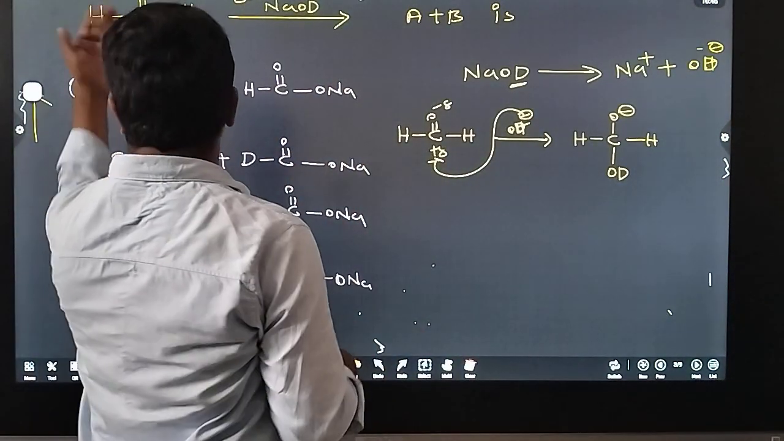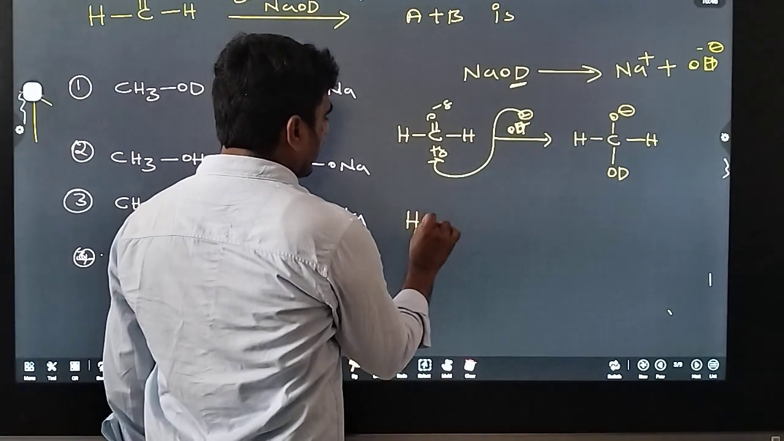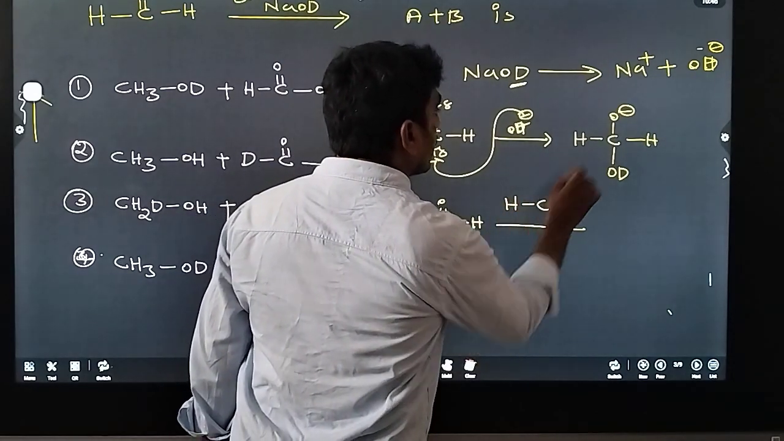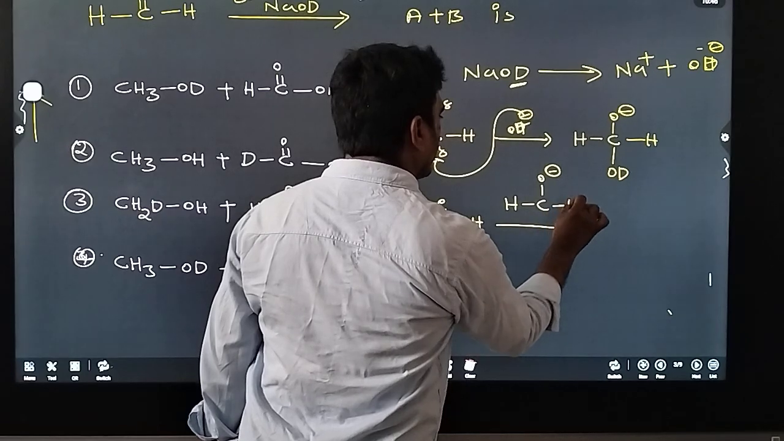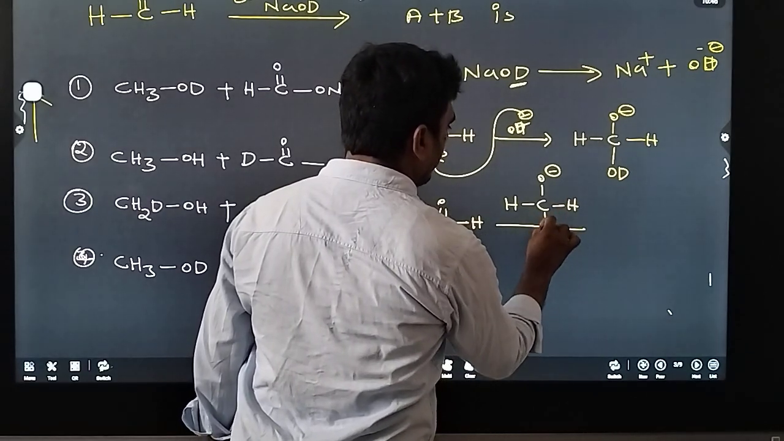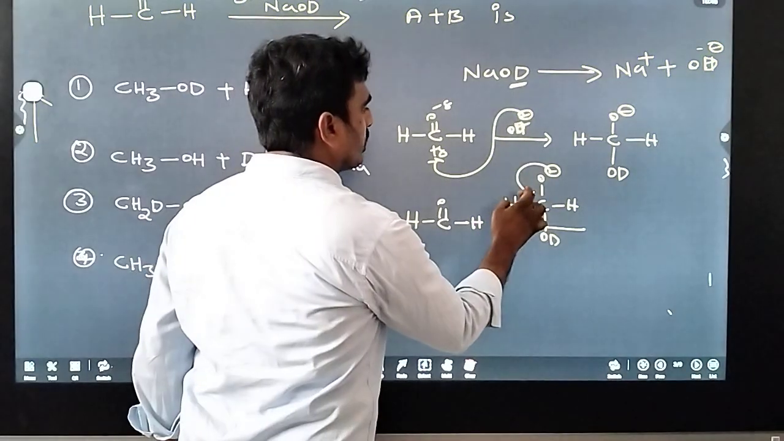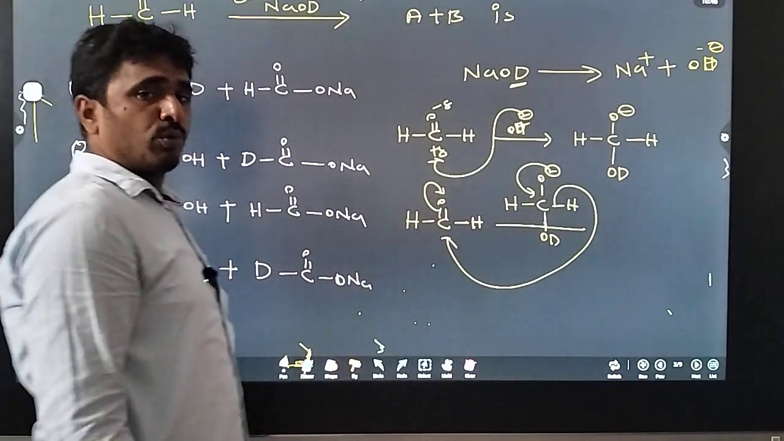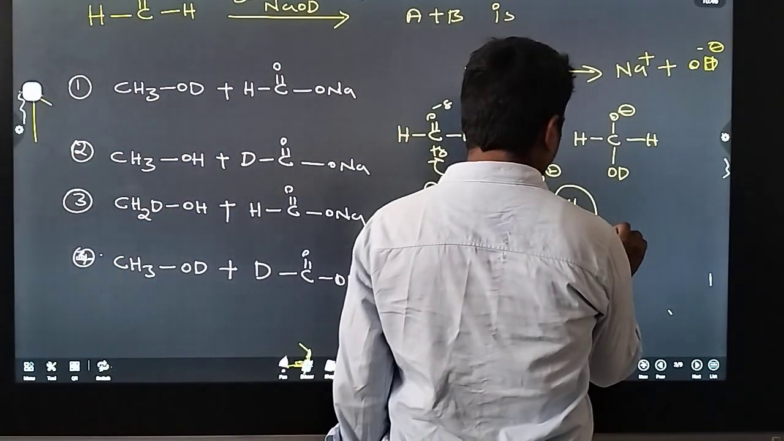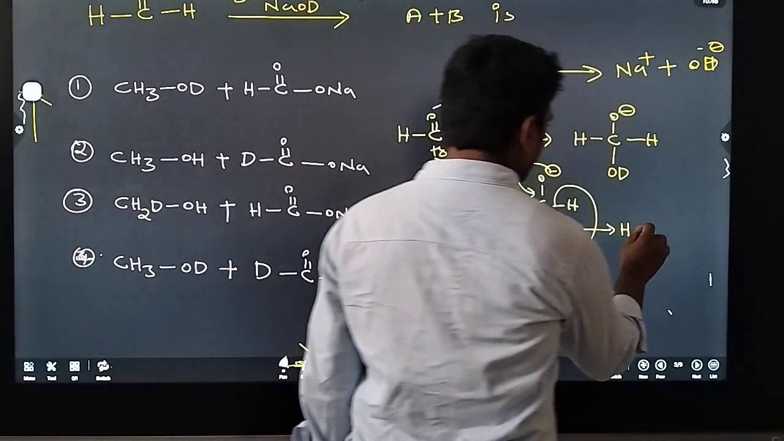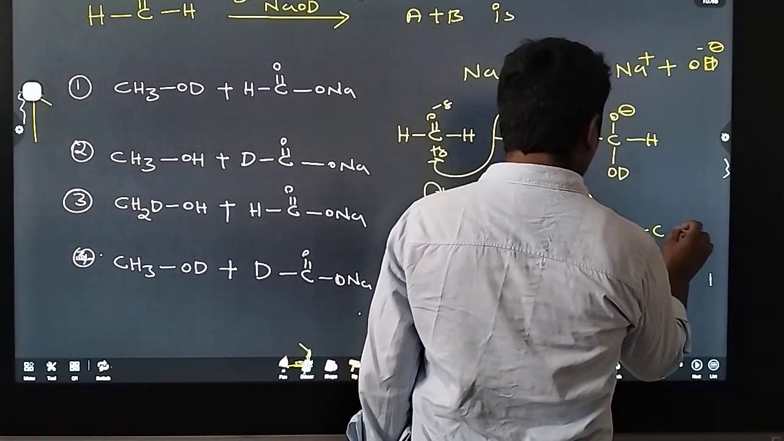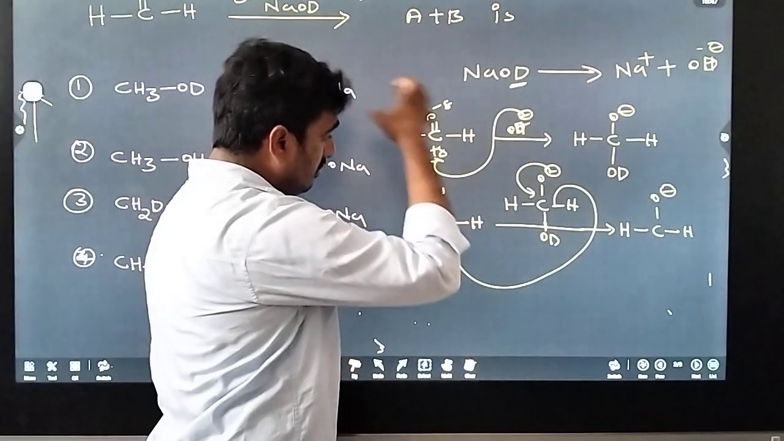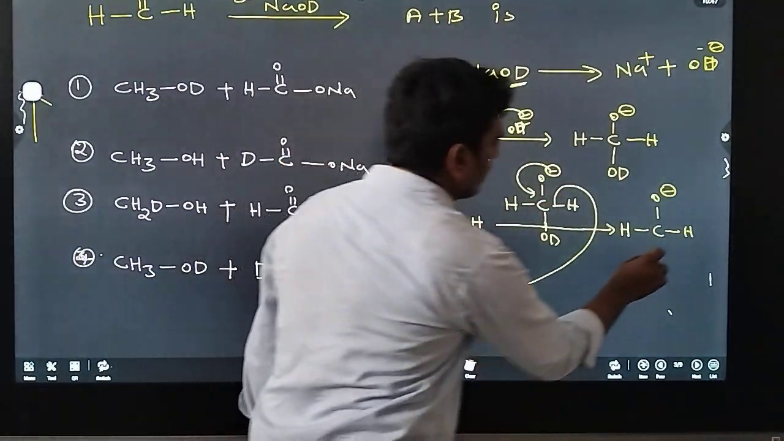So this is the first mole. I can take the second mole of formaldehyde. Here this species I can write as H and OD. Here the hydride ion H minus is shifted, with electron displacement towards the oxygen. So we get H, C, H, then O minus. And this hydrogen attacks here.